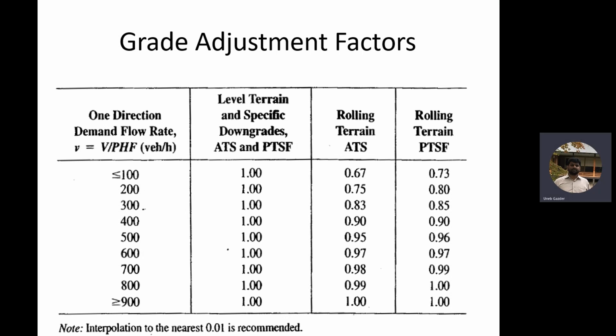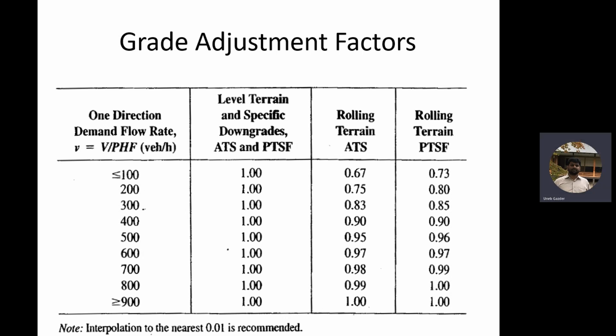If you have level terrain, then it doesn't matter what you are calculating. Are you calculating PTSF or ATS? The factor will remain the same. If you have rolling terrain, then we have a column for ATS and then a column for PTSF. All these values are the gradient factor, remember. So if you are using the gradient factor or the flow rate for ATS calculation, rolling terrain, you will use column number 3. If you are doing it for calculation of PTSF, you will use the last column.